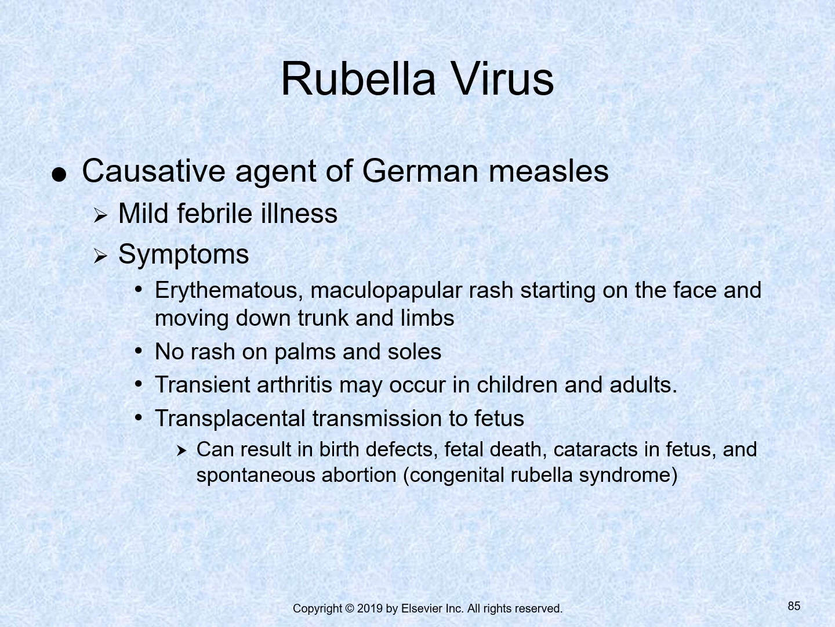Transient arthritis may occur in children and adults, and there is transplacental transmission to the fetus, which can in turn result in birth defects, fetal death, cataracts in the fetus, and spontaneous abortion.